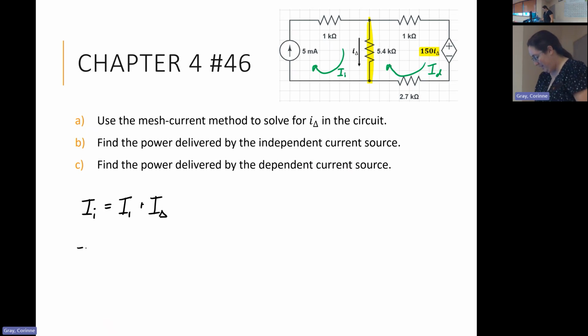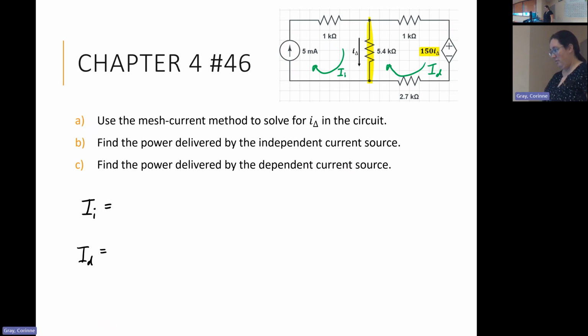So we have ID, which is going to be equal to, why did I not write this down? For this one, it's just the currents going over. Oh, sorry, I called this I1 there. Sorry, we're just gonna start this over.